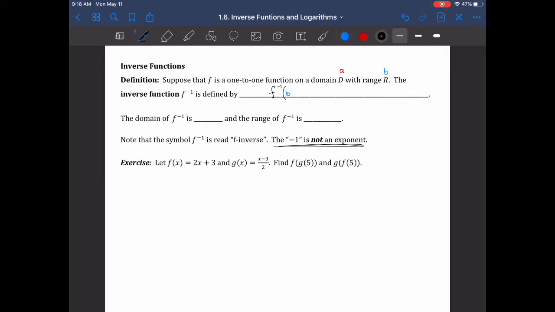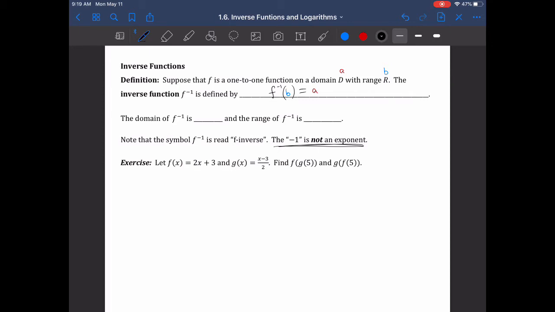Notice that b was the output of the original function. It's now the input of the inverse function, and it will equal the input of the original function. So if we take a function and give it some input value A, and get an output B, if we reverse that, if we take the output, which was B, and put it into the inverse function, it'll give us back A. All right, that's what inverse functions do. They undo the original function.